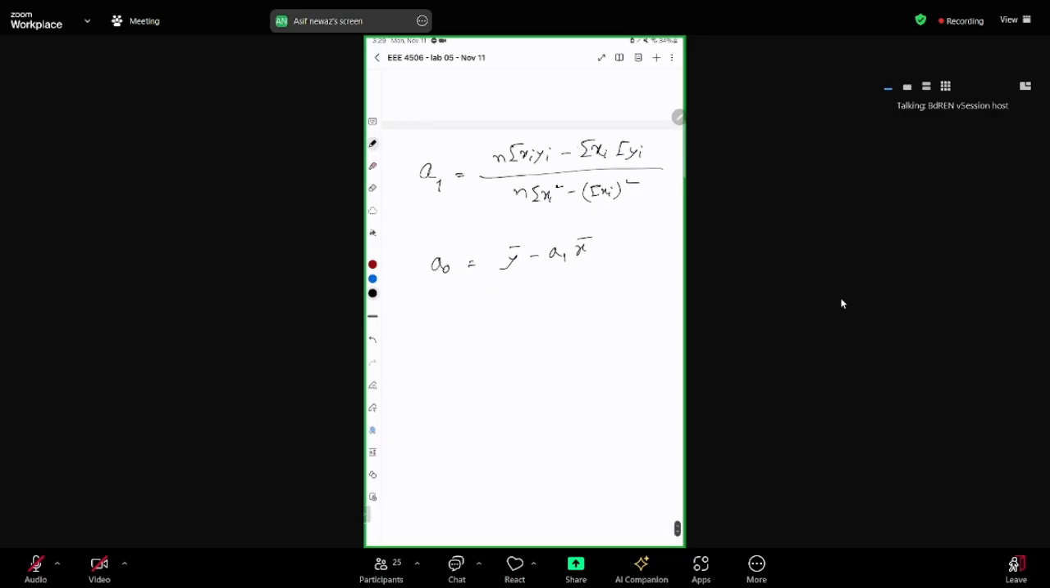Okay. So these are the two equations that you have, A0, A1. A0 means this is theta 0, and we just write theta 1. So this calculation you can actually do directly using MATLAB. You don't need any for loop.